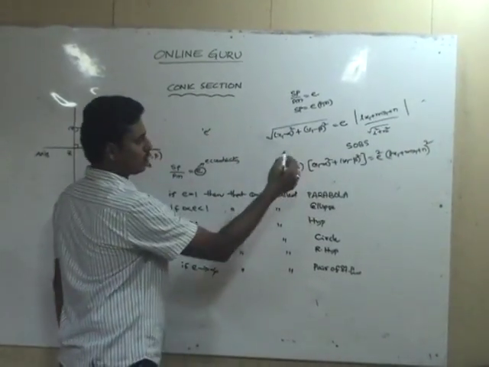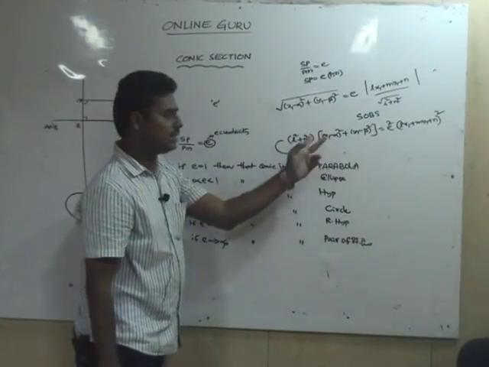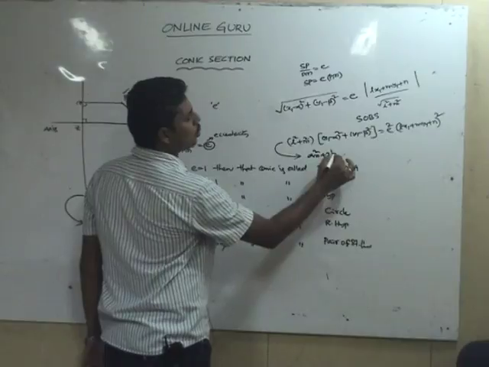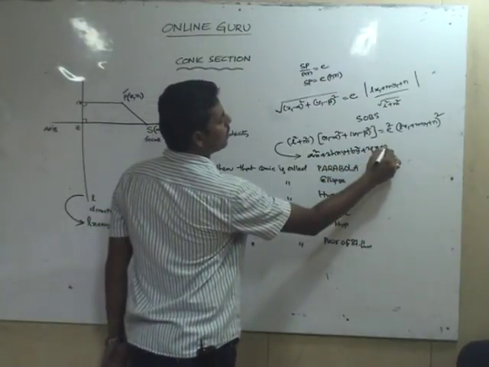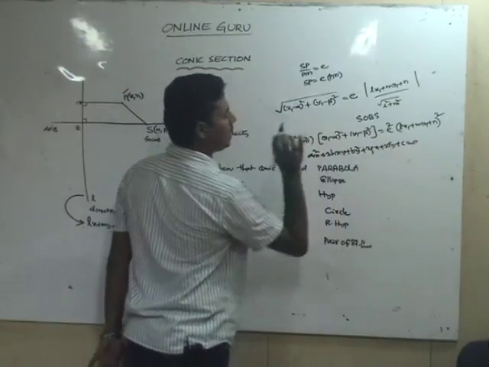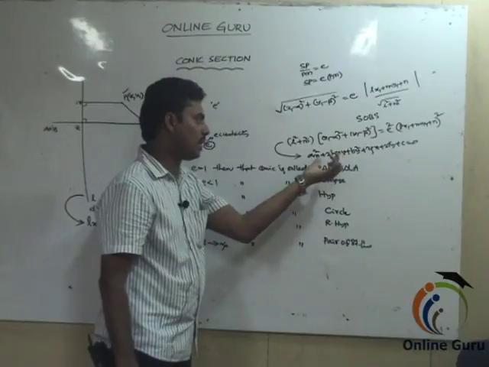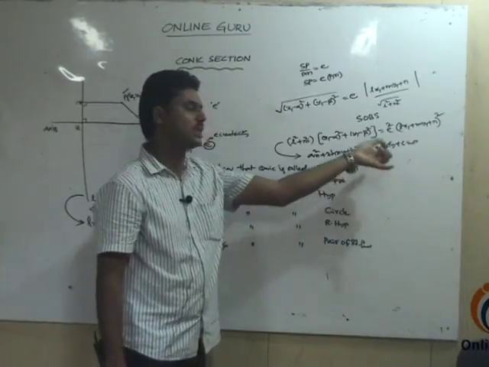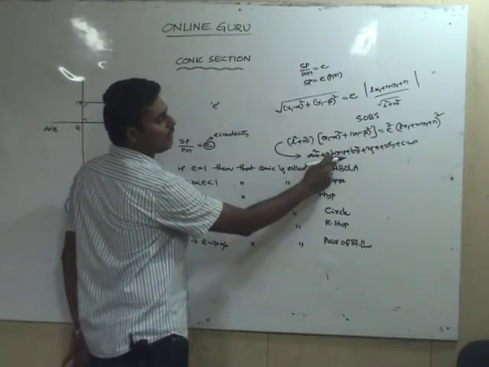Now we are simplifying this total equation, which can be converted into this form: ax square plus 2hxy plus by square plus 2gx plus 2fy plus c is equal to 0. And indirectly this equation is called a second degree equation in x comma y.